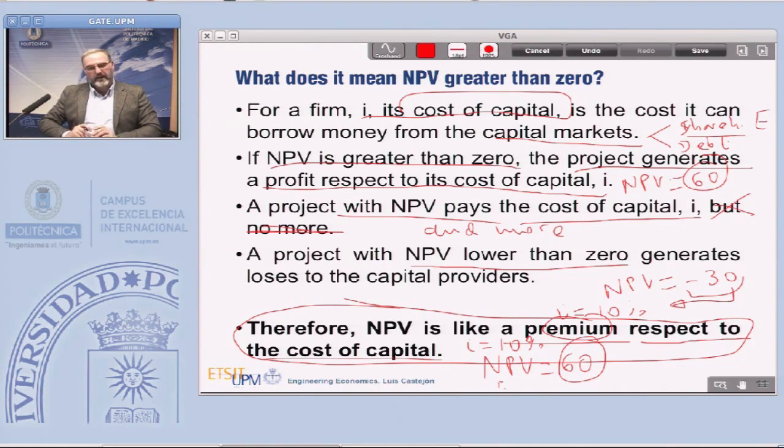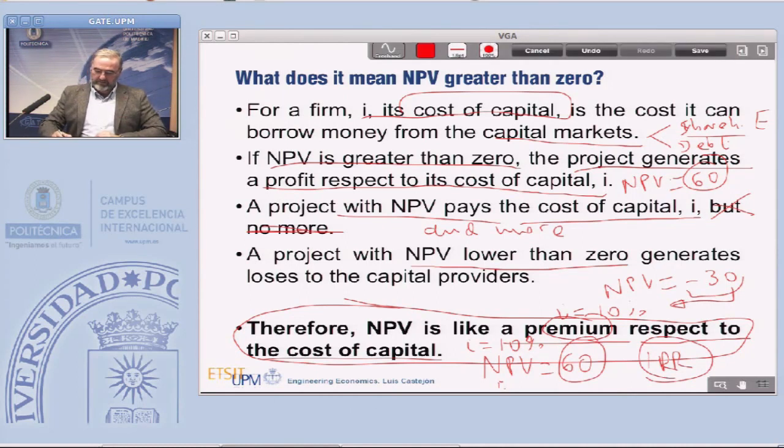And then most of you will ask, and then what is the real return of this project? Because if we have a premium in relation to the cost of capital, can we relate that premium with the invested capital? Yes, of course. We can compare that net present value with invested capital, and that concept is the one we learned in the previous slide, the internal rate of return of the project.